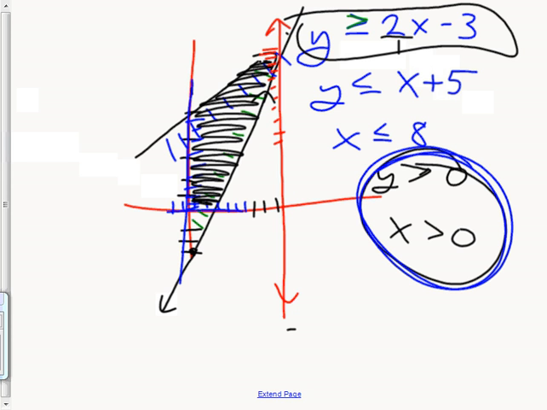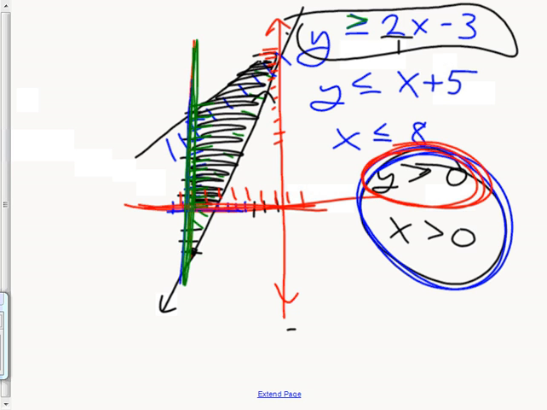Y is greater than 0. That's this line. Nope, wait a minute, that's this line. That's the x-axis, where y is greater than 0. So that was me shading right here. This one is the y-axis, so its x is greater than 0. And that's what's shaded this way. It's not that hard. It really isn't. The x-axis is y equals 0. The y-axis is x equals 0.